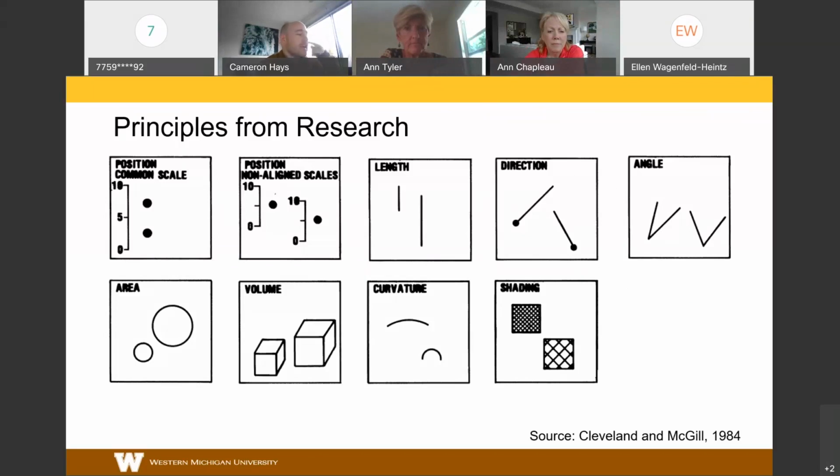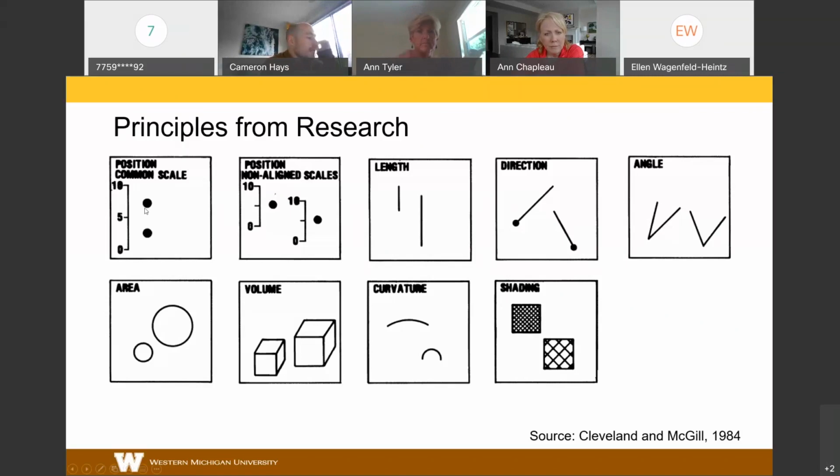Researchers have studied this. One of the formative research papers on data visualization is from 1984. The authors Cleveland and McGill titled the paper Graphical Perception, Theory, Experimentation, and Application to the Development of Graphical Methods. They showed people different types of visualizations and asked them to make judgments about the values and relationships between the values. Then they recorded the results and compared how accurate participants were across different types of relationships and visualizations.